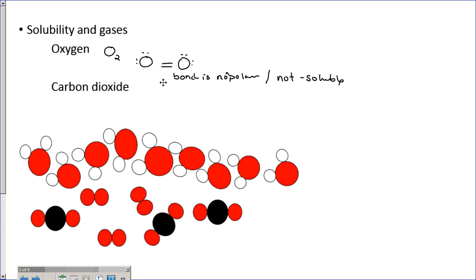Same thing for carbon dioxide. The dot structure has two double bonds. There's no lone pair on the central atom. And if there's no pair, it's nonpolar. So this might be something that you're like, wait a minute. I know that in earth science or in biology, we talked about dissolved oxygen levels in rivers and streams and lakes because that's how the fishes breathe.